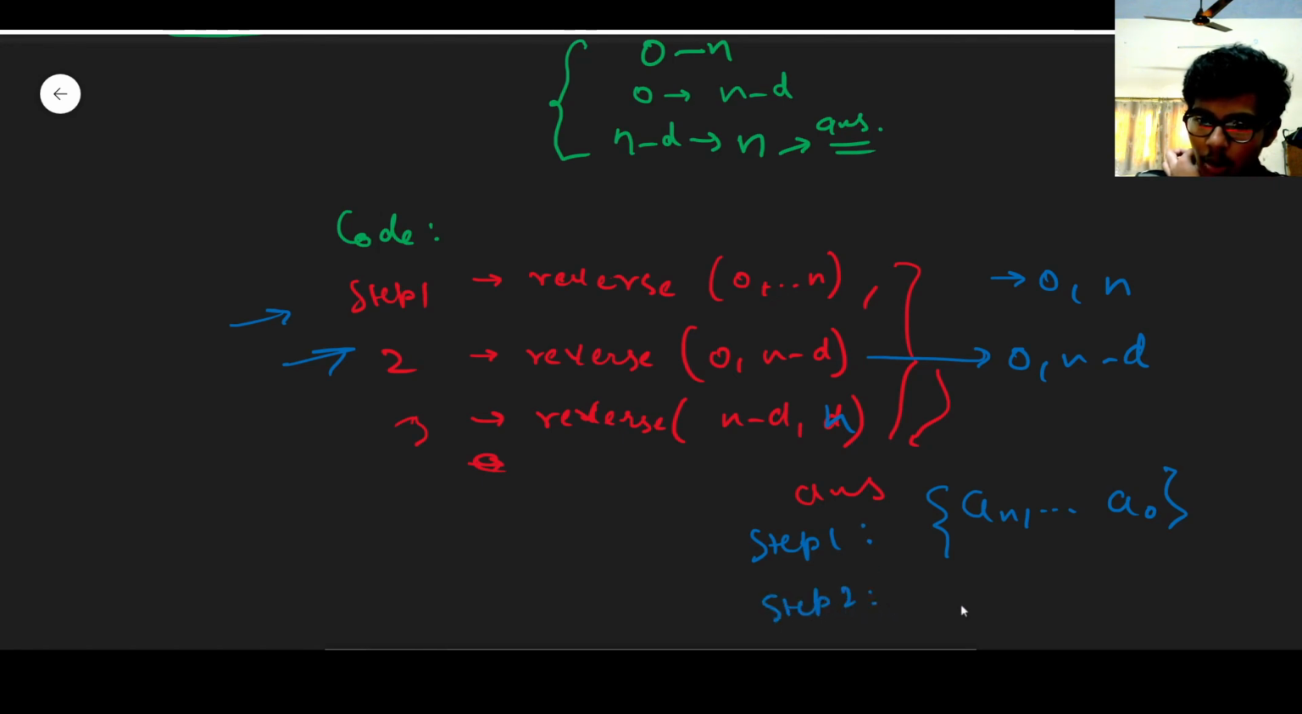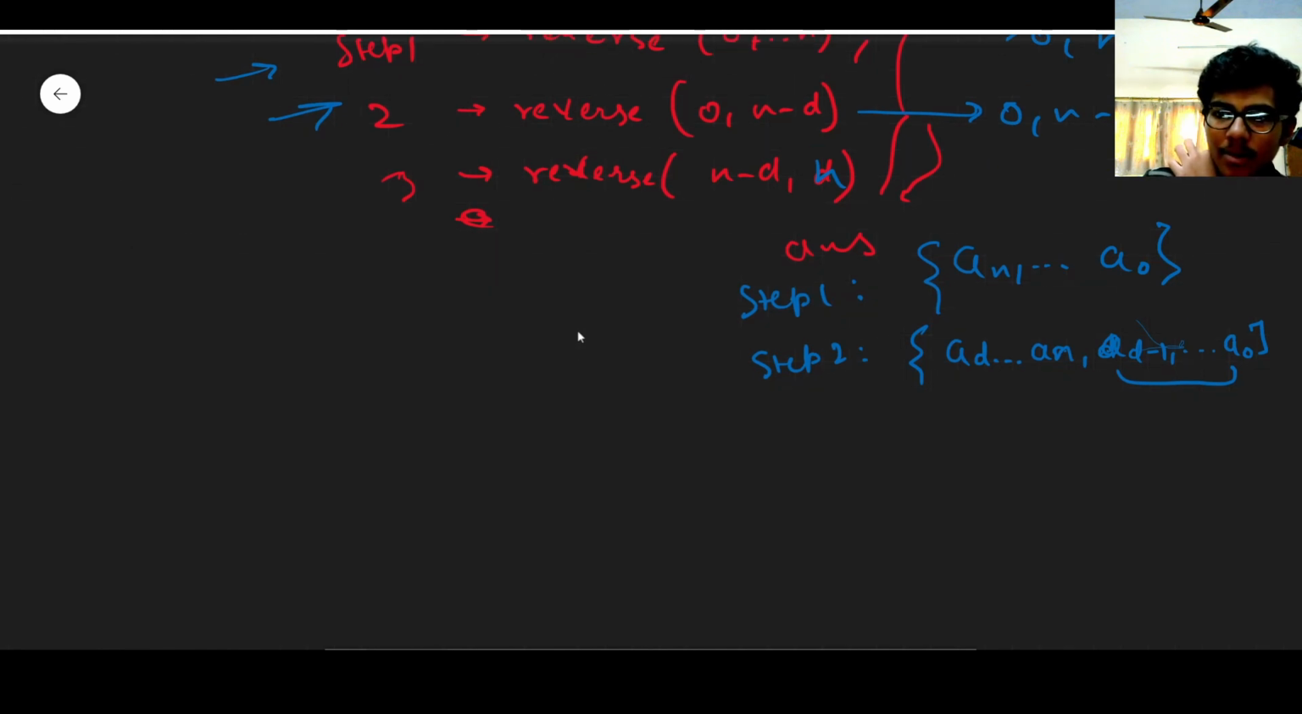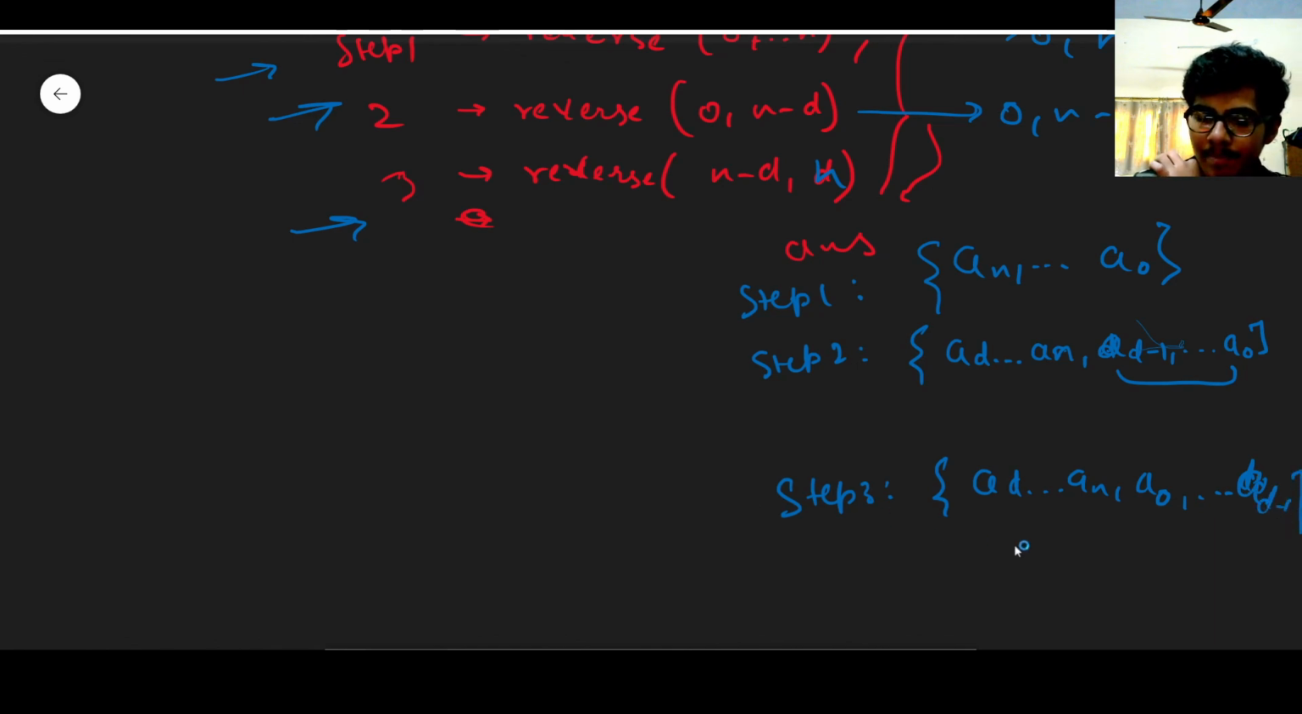After step 2, what we got was a d till a n, then we got a d minus 1 till a0. Now we reverse this. After coming to the third step, step 3 gave us a d to a n and then a0 to a d minus 1. This came up, and then it is our answer. This combined gives us the answer.